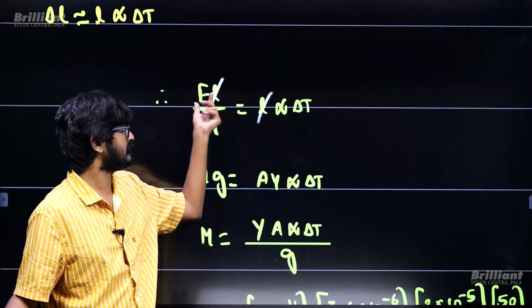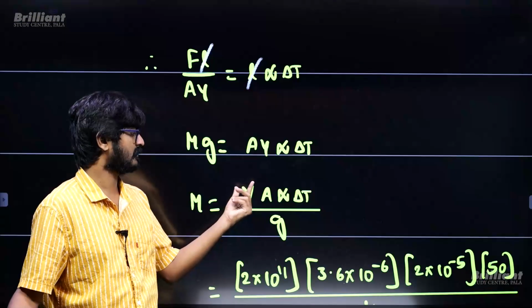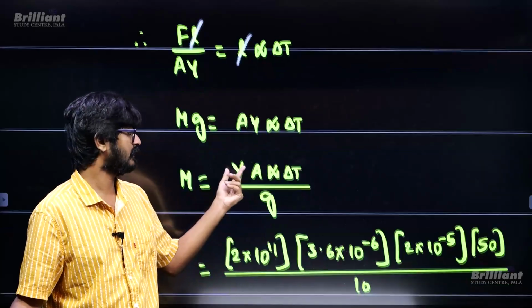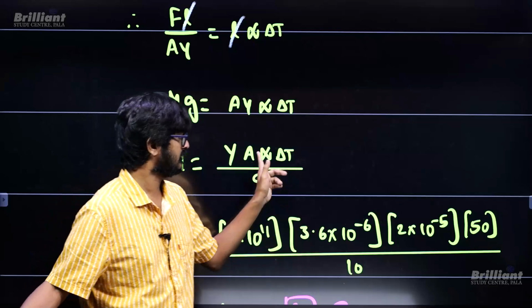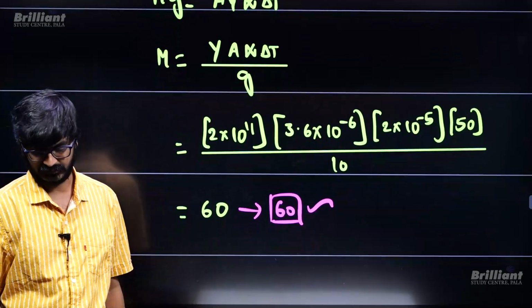So, when I do that, what is the force? Force is m into g. From here, I need to get the value of m, which will turn out to be Young's modulus into area of cross section into alpha into delta t by g. All these values are given in the question. You just substitute the values and get the answer. Answer will turn out to be 60.